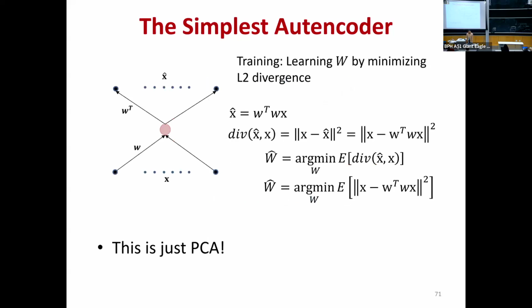Here's what I'm doing, right? The hidden representation is Wx. I've multiplied that by W transpose. And so I'm trying to minimize the error between x and x hat, which is x and W transpose Wx. Does anybody recognize this? What is this actually capturing? Anyone?